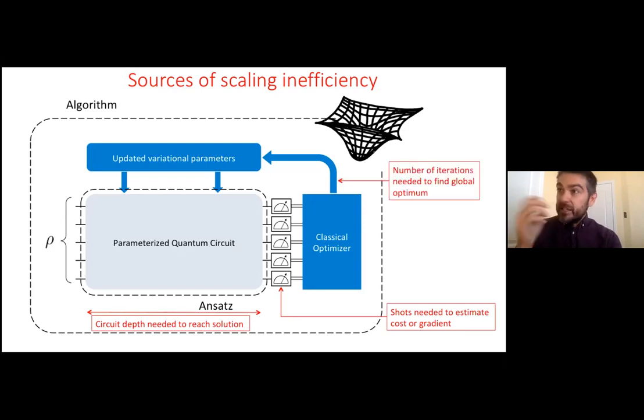Maybe it turns out that you need a lot of shots in order to estimate your cost function. And then finally, you could ask how many iterations you need to find the global optimum. Maybe it turns out that you have a landscape that's very bumpy and you have a lot of local minima, so it's not very convex. And so you worry that you might need a lot of iterations in order to find the global optimum. So there are several sources of scaling and efficiency that you might encounter in this paradigm.